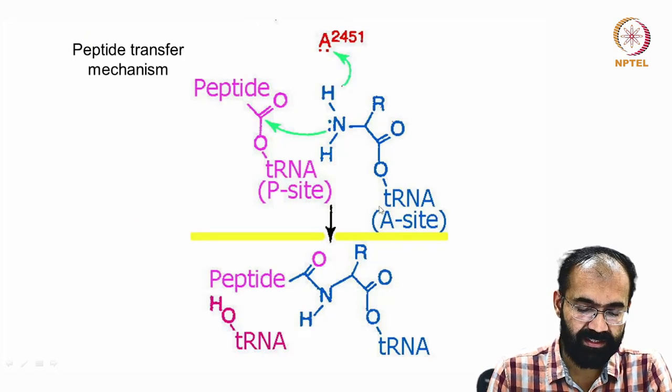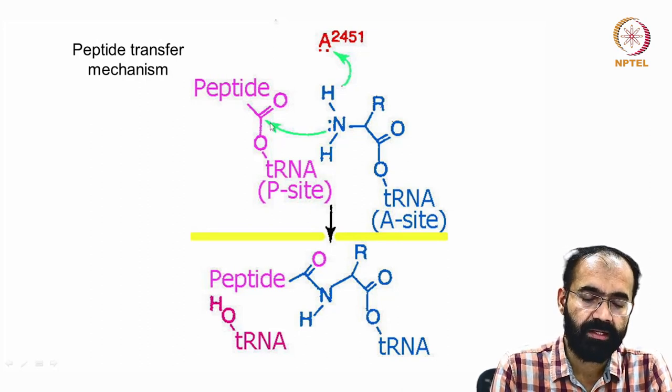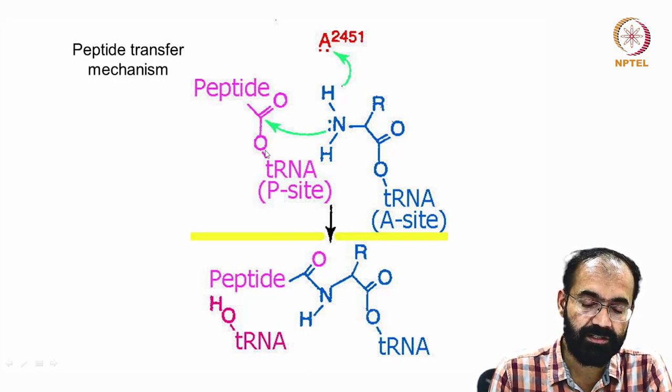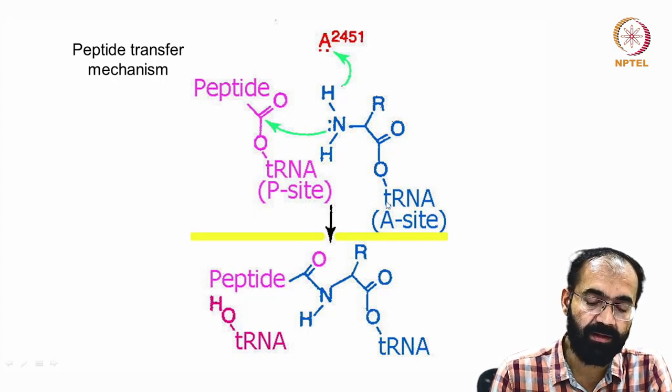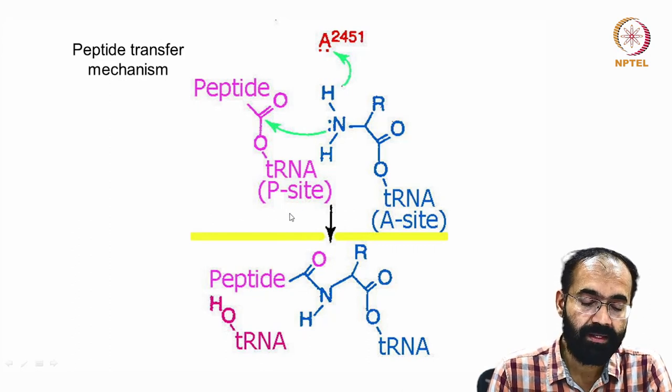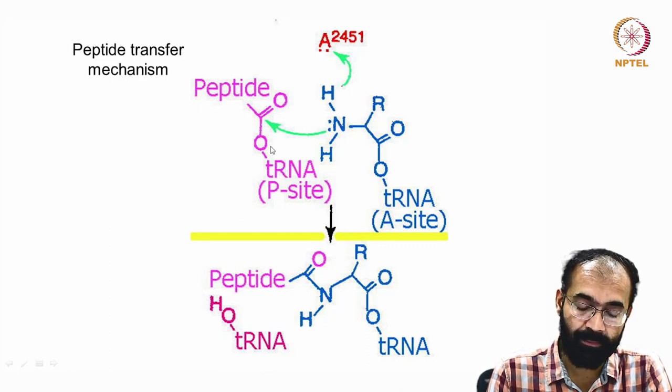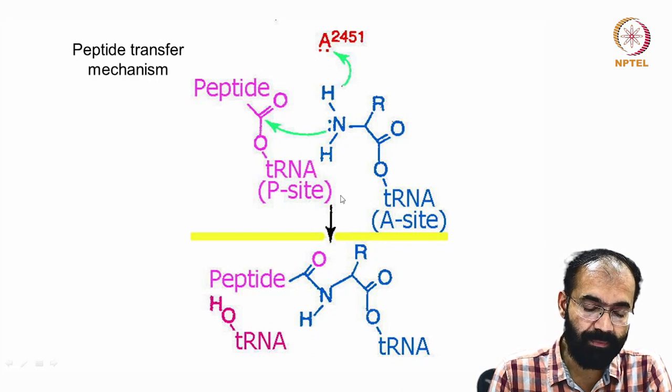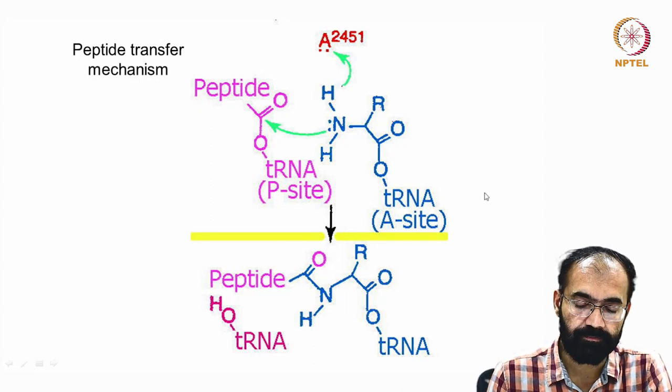And this you can see here, this is the A site, and you have a tRNA with an amino acid, and then this is the P site where you have the already growing peptide attached onto a tRNA, and this peptide now will be released onto the incoming tRNA, and now the incoming tRNA will occupy the P site. So the left out tRNA will be expelled from the complex and the newly growing peptide will come out of a lumen, and that's what you can see in this picture.